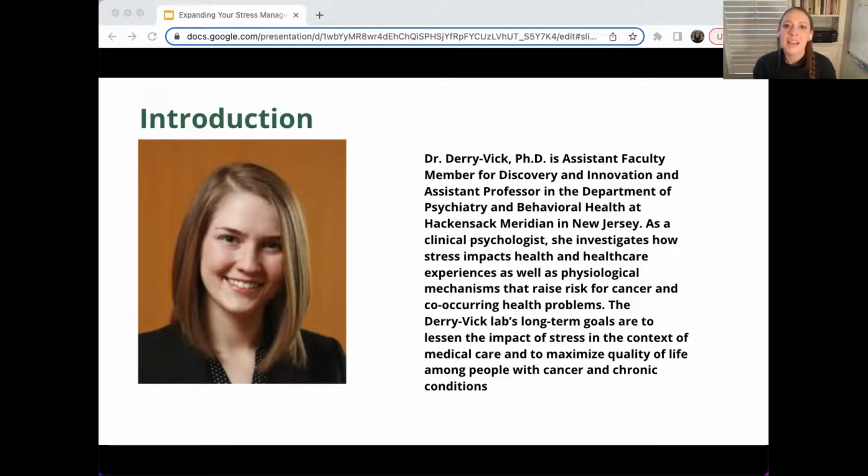Dr. Heather Derry-Vick is Assistant Faculty Member for Discovery and Innovation and Assistant Professor in the Department of Psychiatry and Behavioral Health at Hackensack Meridian in New Jersey. As a clinical psychologist, she investigates how stress impacts health and healthcare experiences, as well as physiological mechanisms that raise risk for cancer and co-occurring problems. The Derry-Vick Lab's long-term goals are to lessen the impact of stress in the context of medical care and to maximize quality of life among people with cancer and chronic conditions.